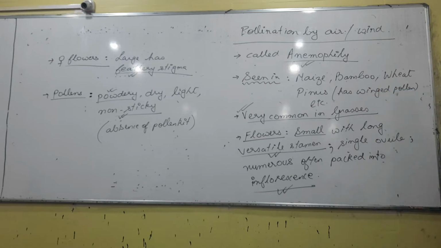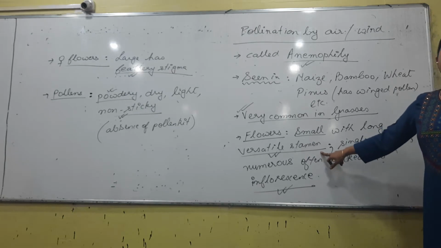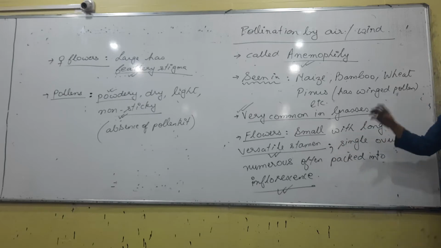Non-sticky. Right. So, question could be asked, presence of pollen kit is a characteristic of dash pollinated flowers, insect pollinated flowers. Right. In case of this, very important, versatile stamen. We have discussed about versatile stamen. Types of stamen we have talked about, right? Depending on the particular type of attachment that they show, no?